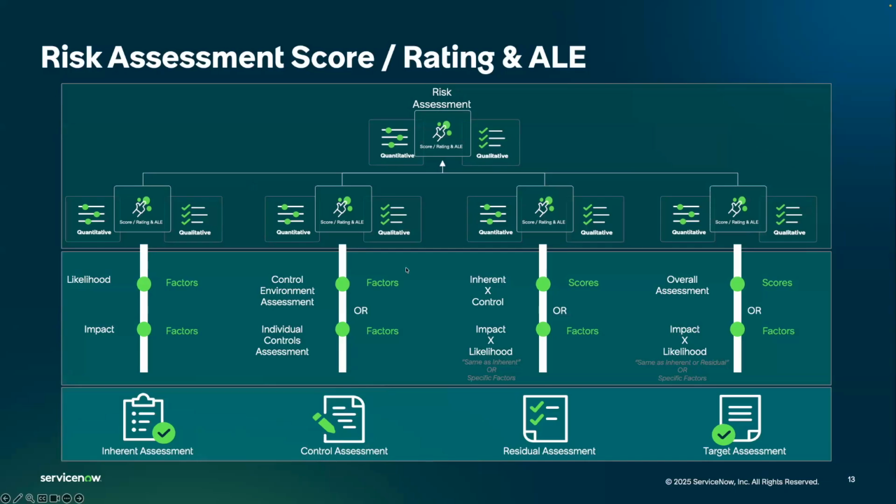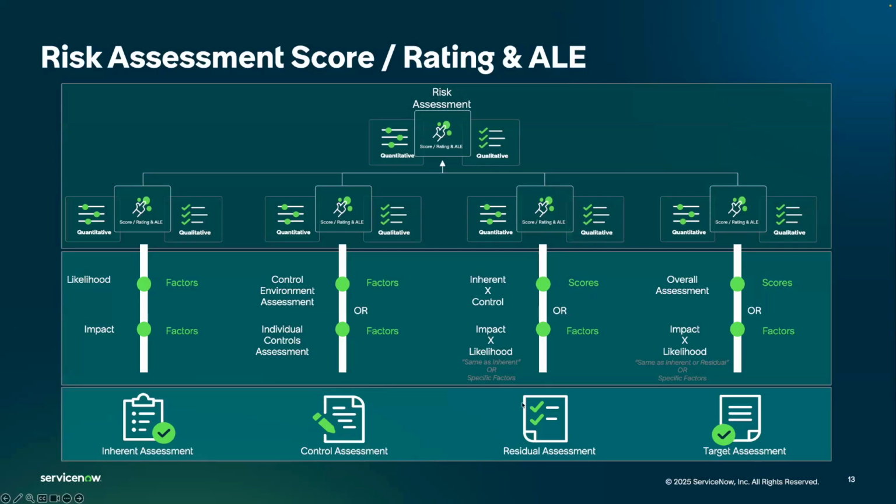Control assessment, the second column. Controls offer two approaches. Control environment assessment evaluates controls collectively using factors, and individual controls assessment evaluates each control separately, also using factors. Pick the approach that matches your control maturity. Either way, factors drive the score.